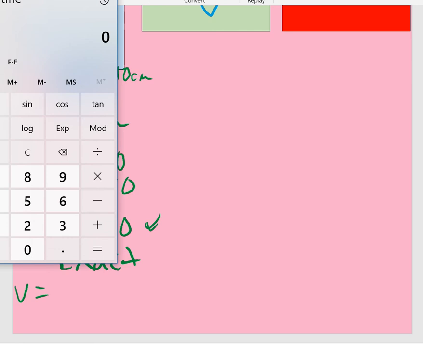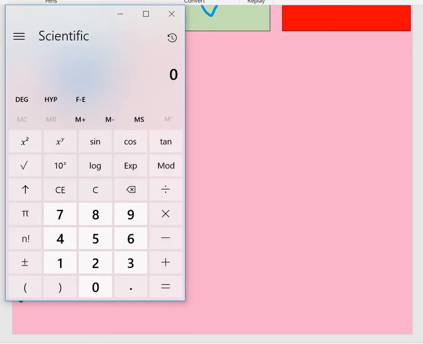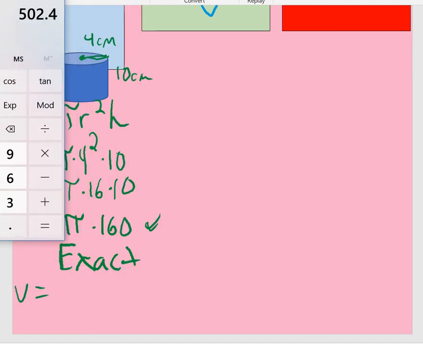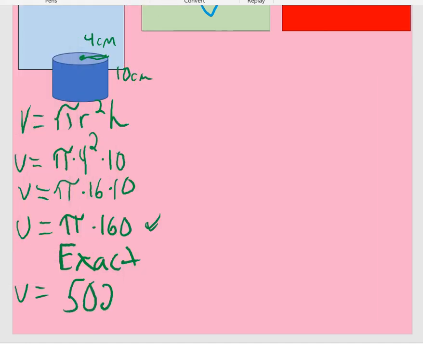If you use one of the graphing calculators, like the TI-83s, it's going to give you an even more specific definition. So we're going to say 160 times 3.14, and that gives us about 502.4. Now, we are going to say centimeters cubed, because we're talking about 3 dimensions: length, width, and height. That would be the volume of that cylinder.